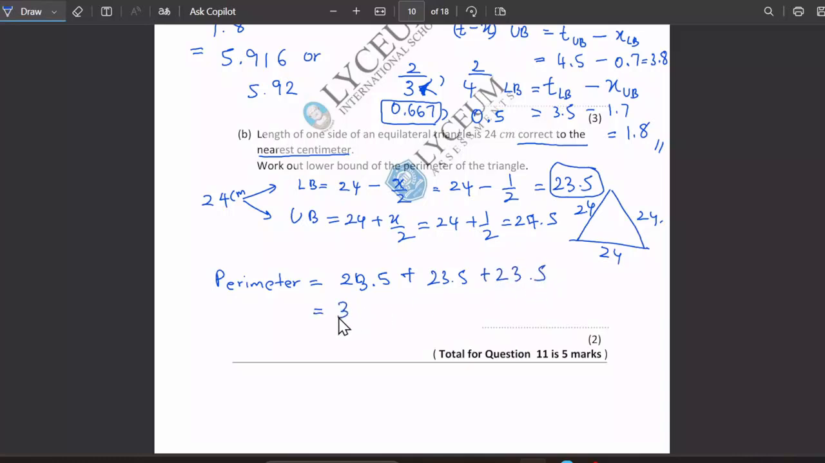That means 3 times 23.5. That gives us 70.5. Okay, that's the answer.